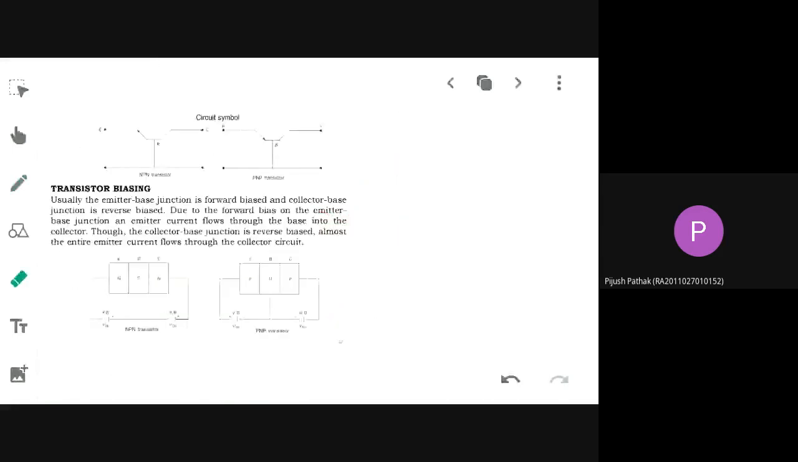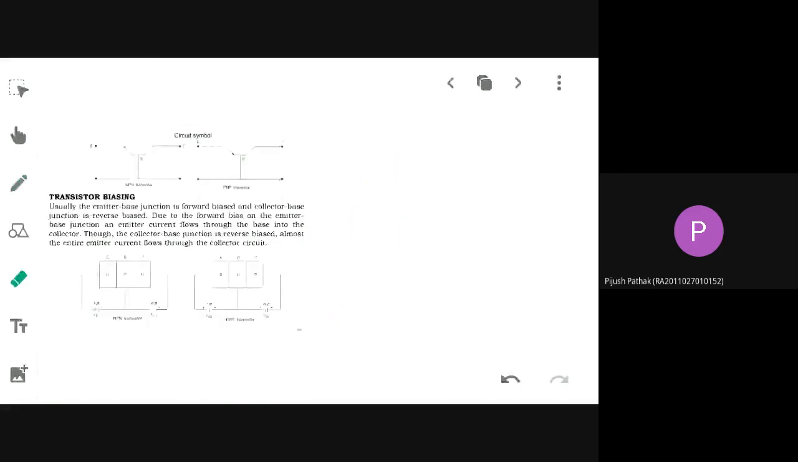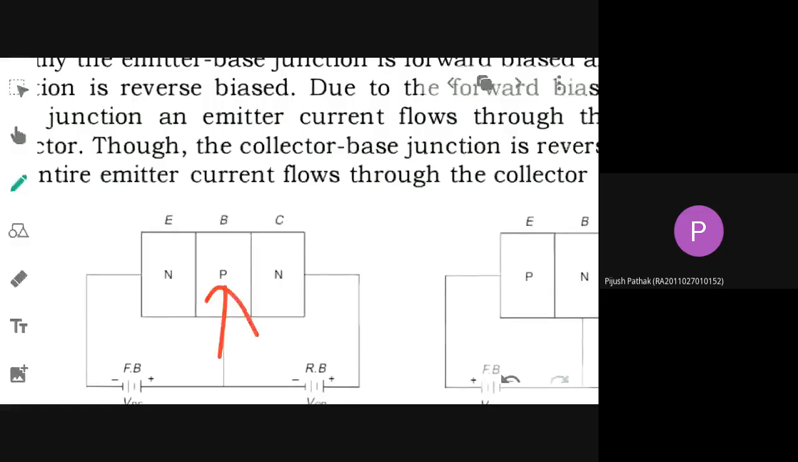The thing is, this middle layer is very lightly doped, because of which the emitter current majorly flows through the base to the collector. Only the minimal current is delivered to the base side. Here IB, here IC, like that.